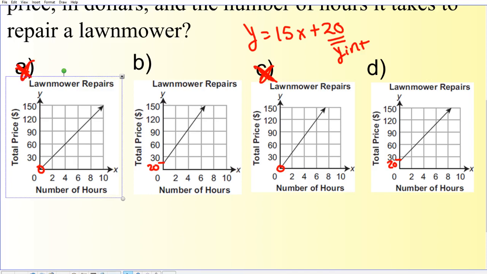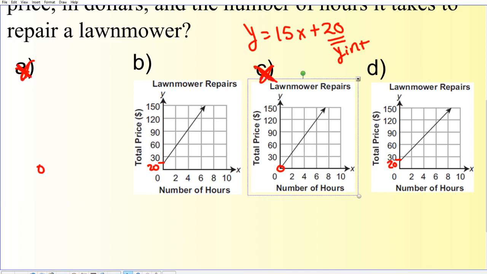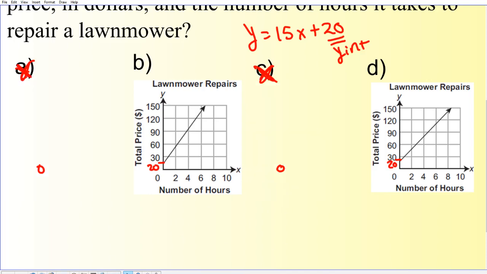All right. So I'm eliminating choices. I've eliminated 2 already. Now, between these 2, they both have the same y-intercept. So now what matters is their slopes. Which one has a slope of 15?